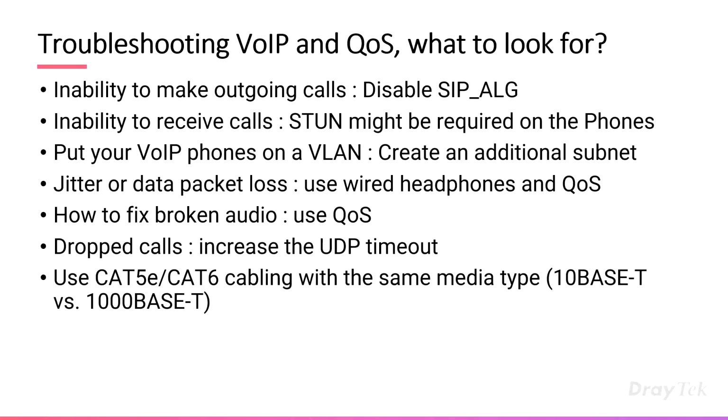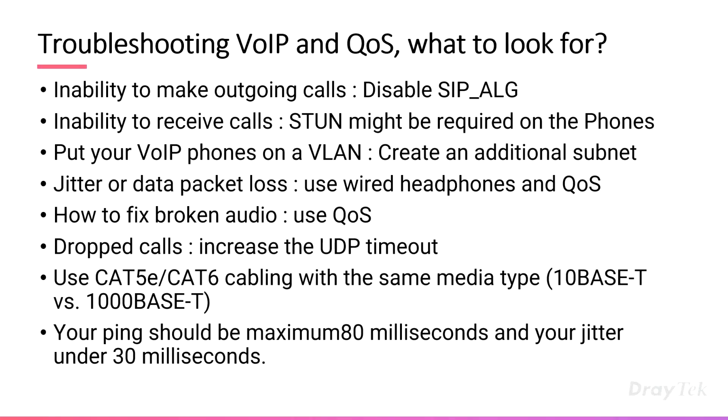Use the correct cabling. Sometimes poor wiring causes excess latency. And your ping should always be less than 80 milliseconds and the jitter should be less than 30 milliseconds. Anything more than that requires a full network survey to identify if the ISP is to blame for this.